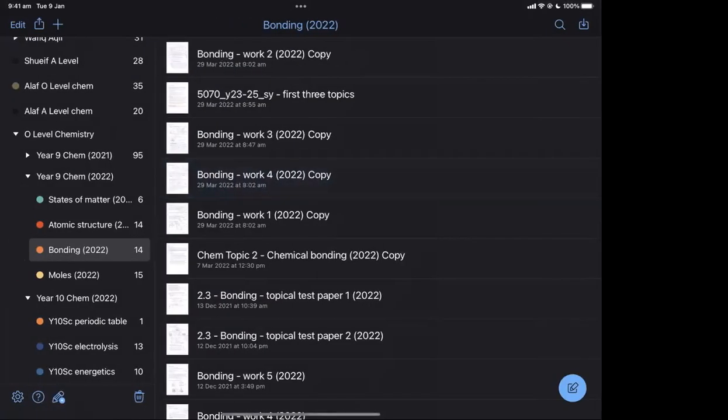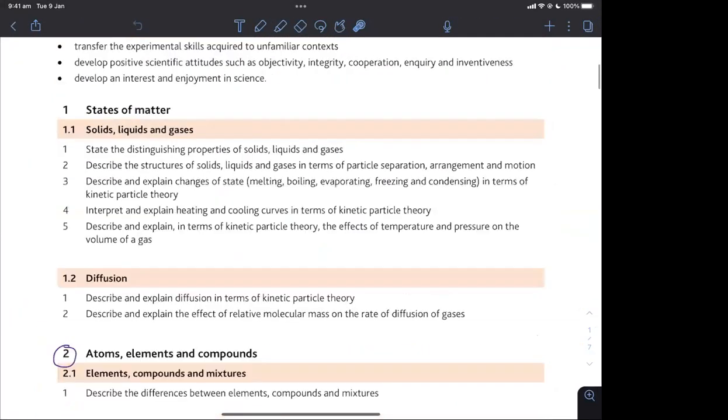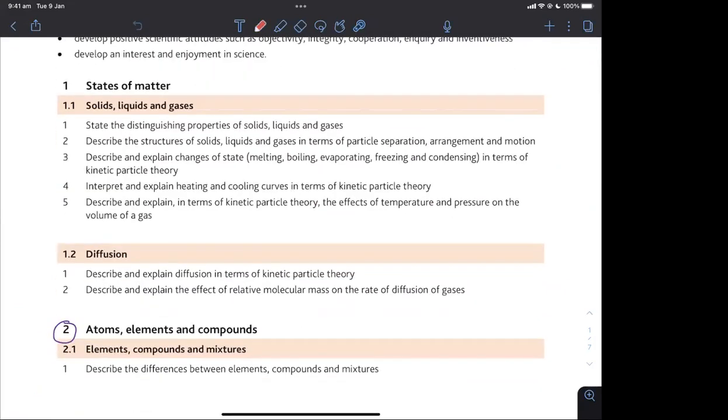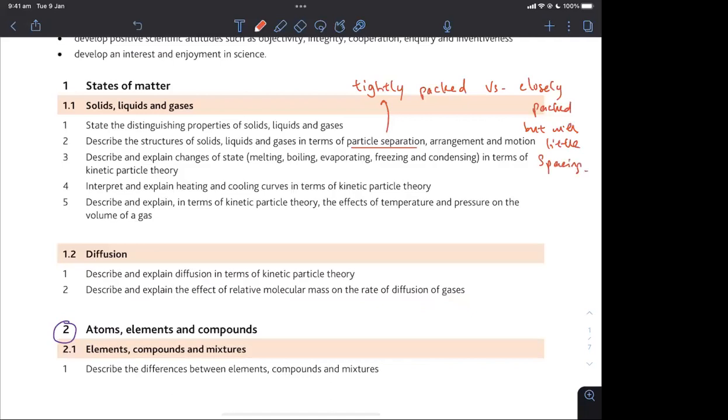I go back to the syllabus because it's important to show you where in the syllabus. In terms of particle separation, this is tightly packed. Some people couldn't spell this properly: T-I-G-H-T-L-Y. Versus closely packed, but you have space in between with little spacing. That one is liquid, whereas gas are very far apart.